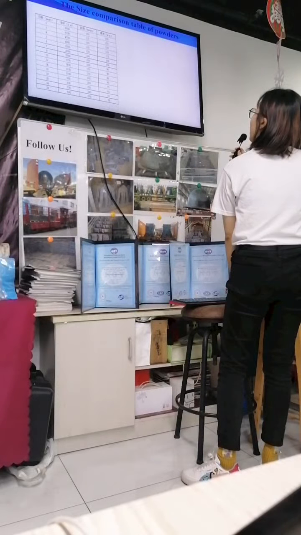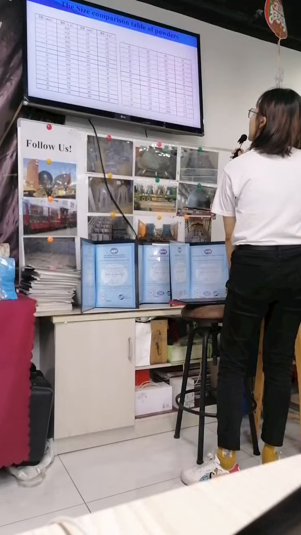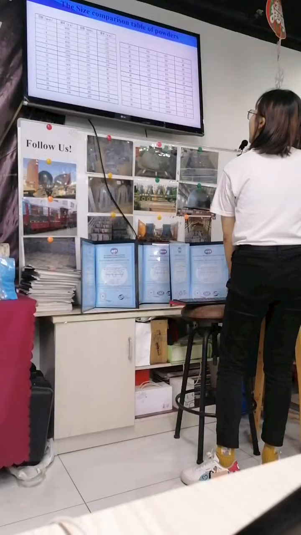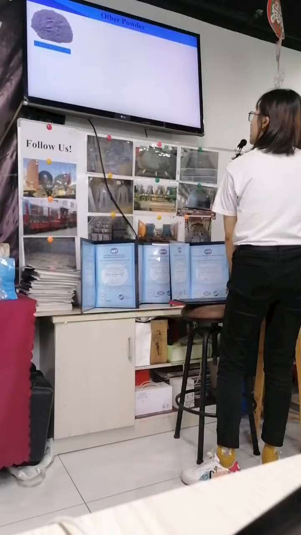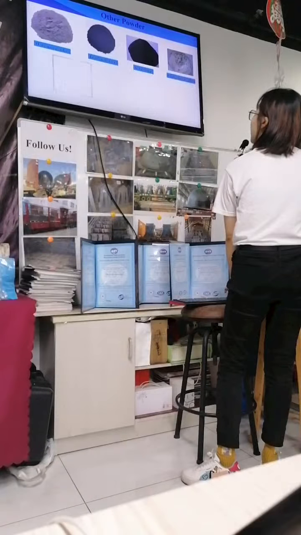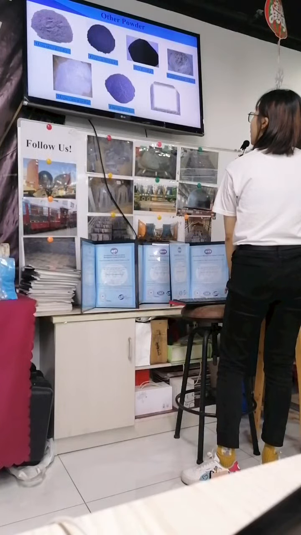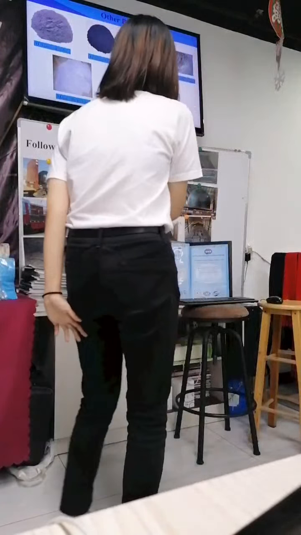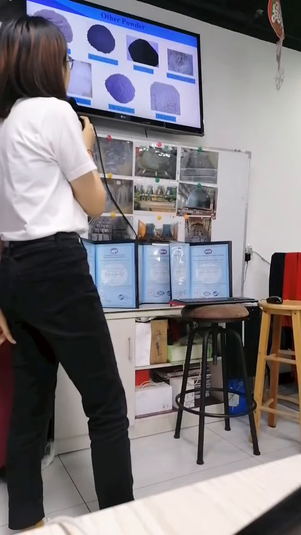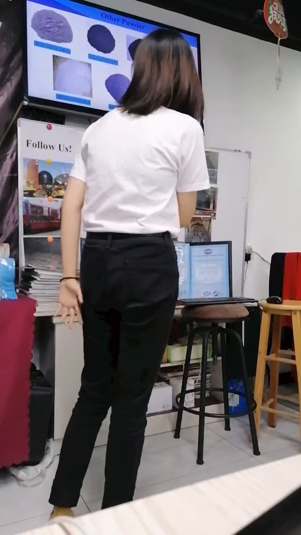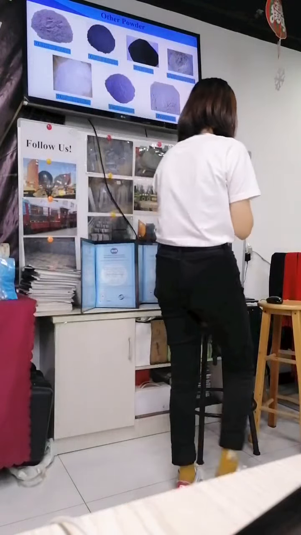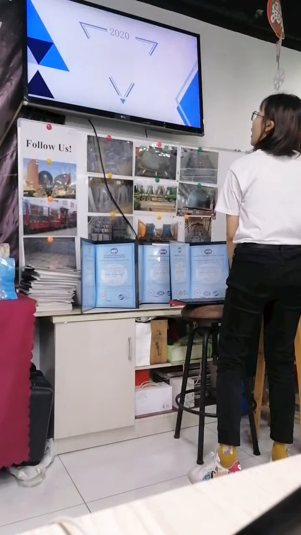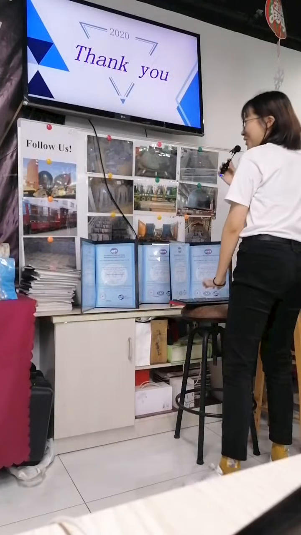This completes the table of powders. These are other powders we sell: manganese powder, helium powders, iron powders, manganese powder, chrome powders, and zinc powder. Thank you.